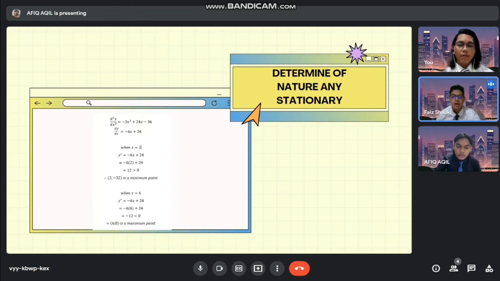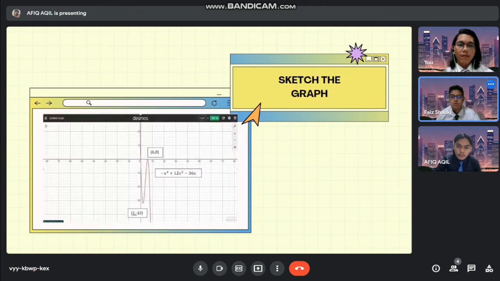For question F, the question asks to sketch the graph of the curve. We already know the maximum and minimum points and also the y-intercept. By that, we just directly sketch the graph like on the slide.